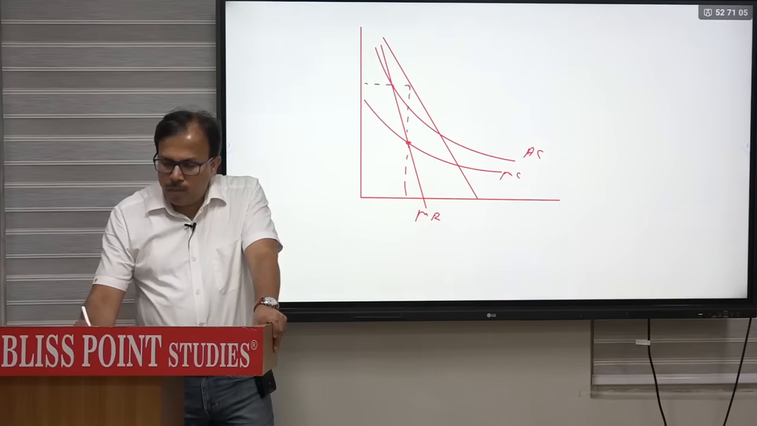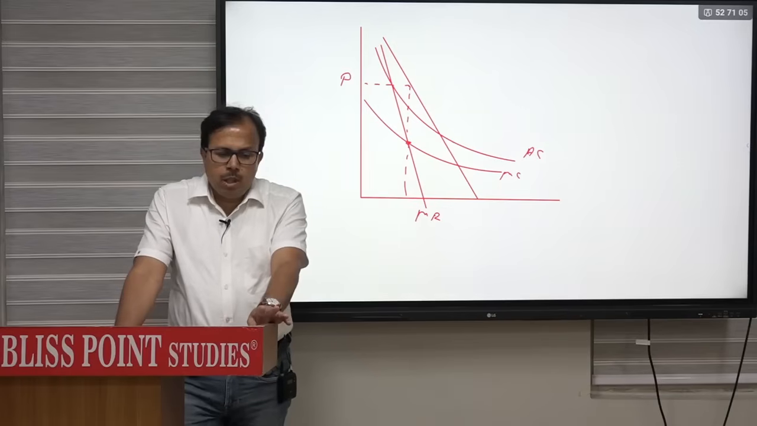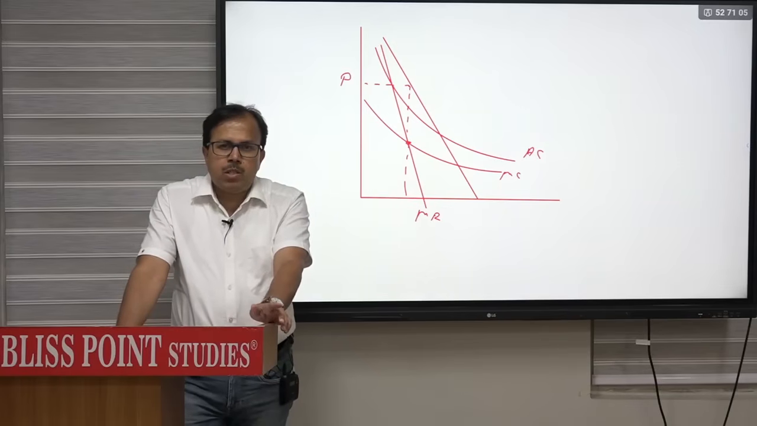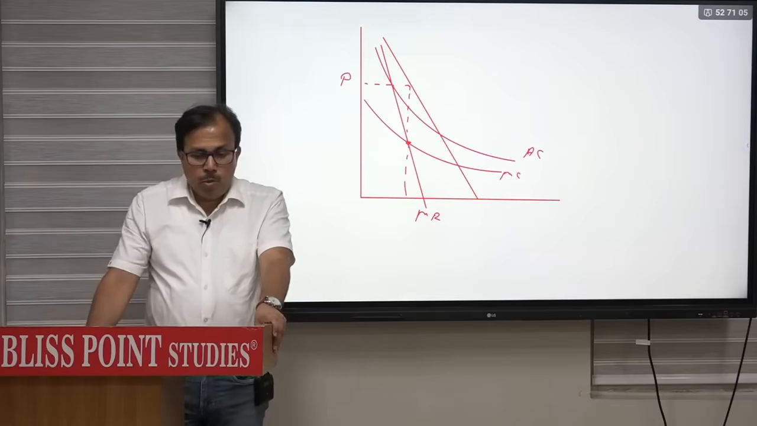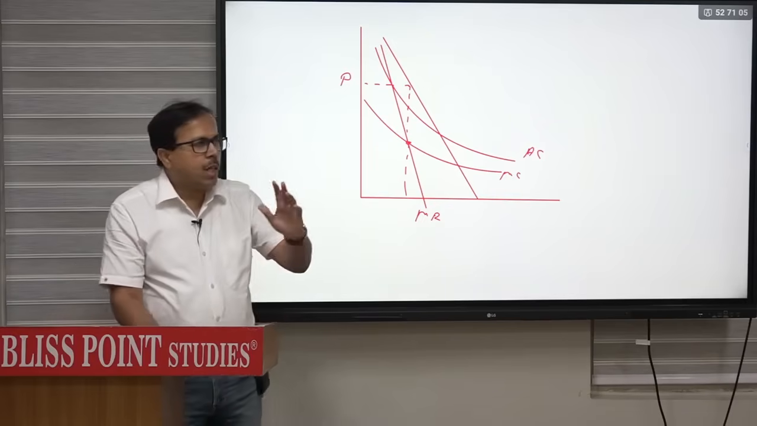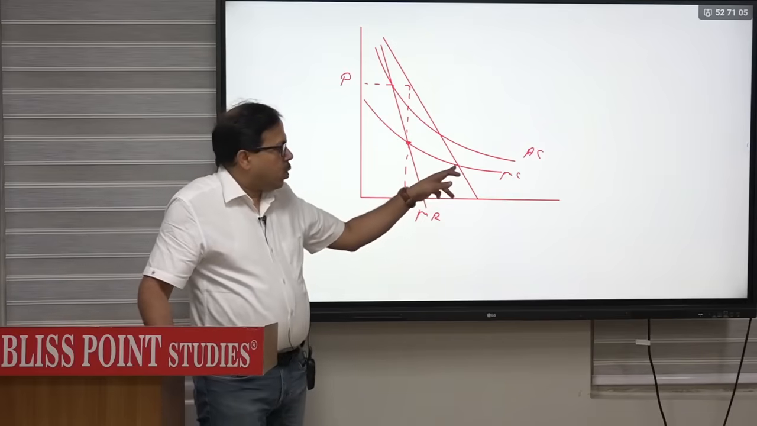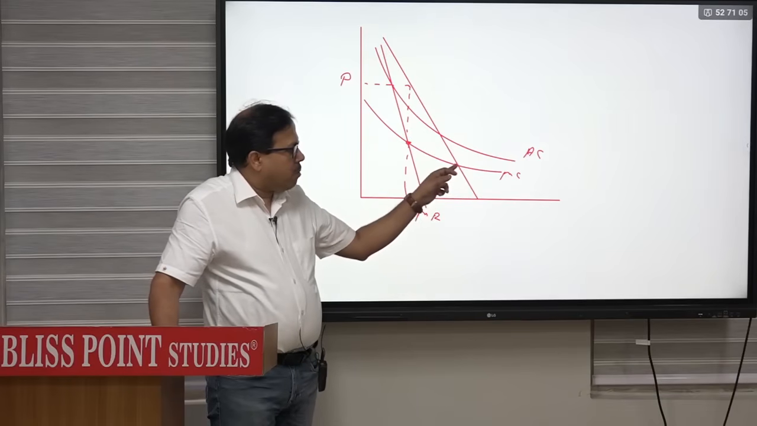This will happen if it is an unregulated monopolist, but normally the natural monopolists are regulated. That means government appoints an authority and they try to regulate the price charged by them. Now the problem, the question asked is why a monopolist cannot be forced to charge price equal to marginal cost. So if we try to keep price equal to marginal cost, price equal to marginal cost means the intersection of demand and MC.